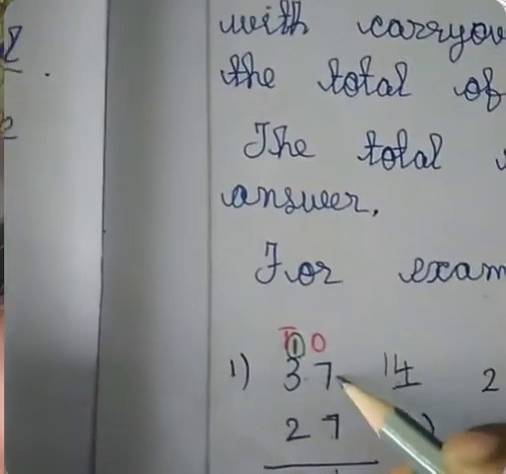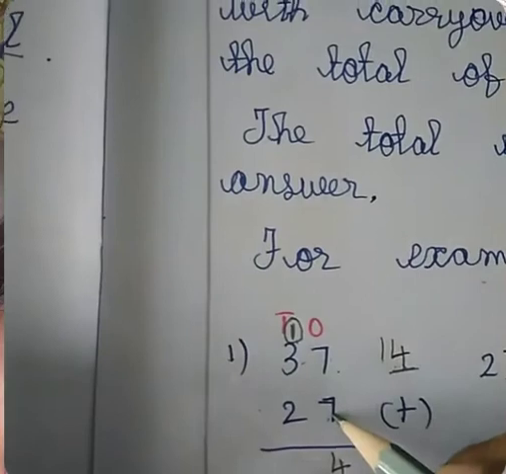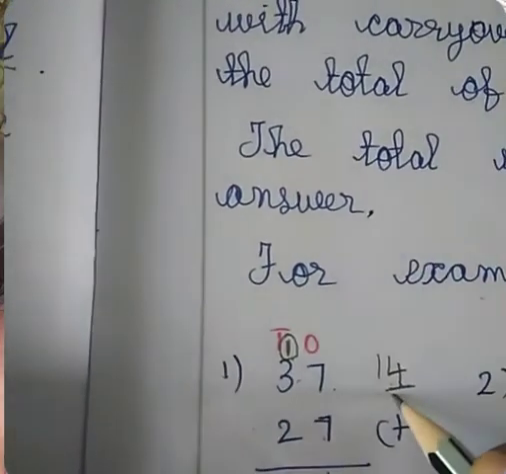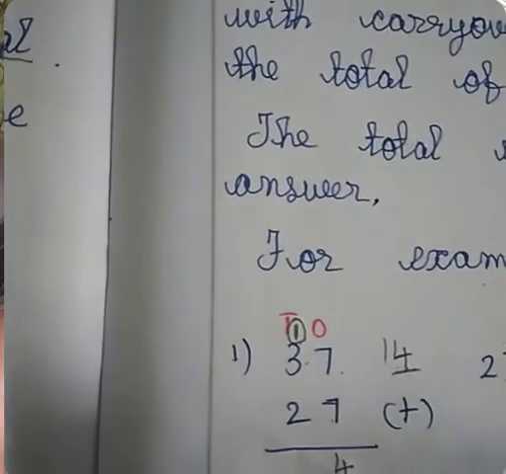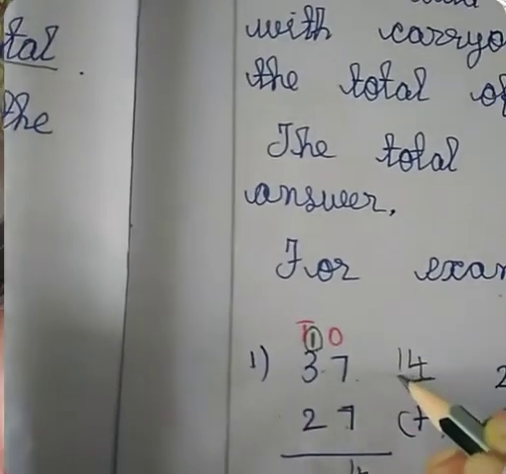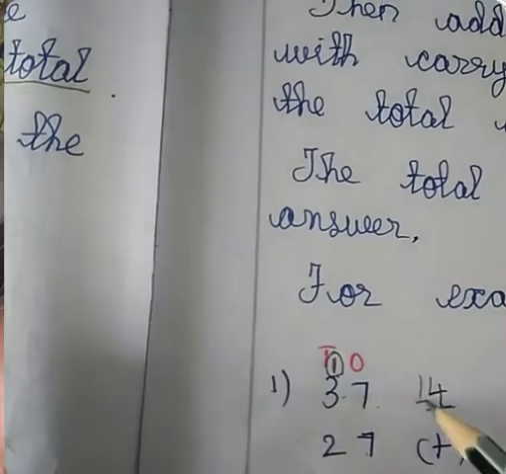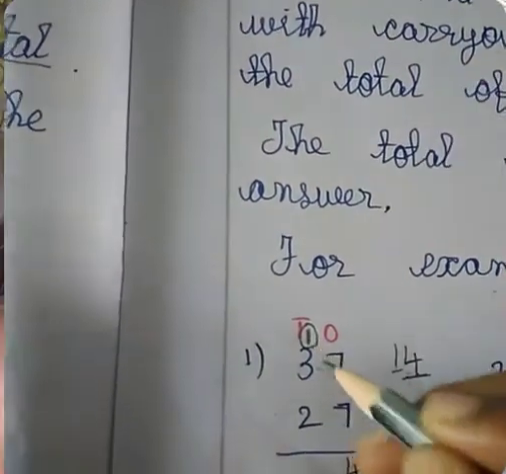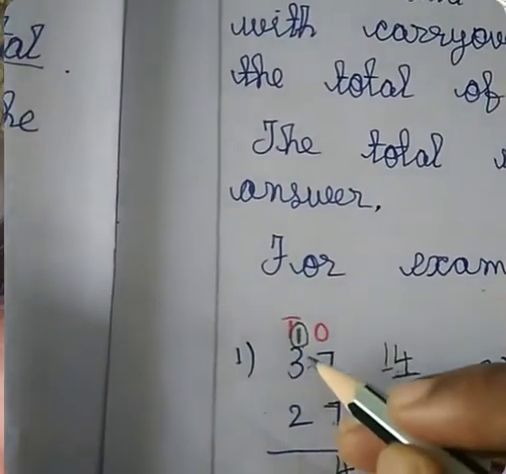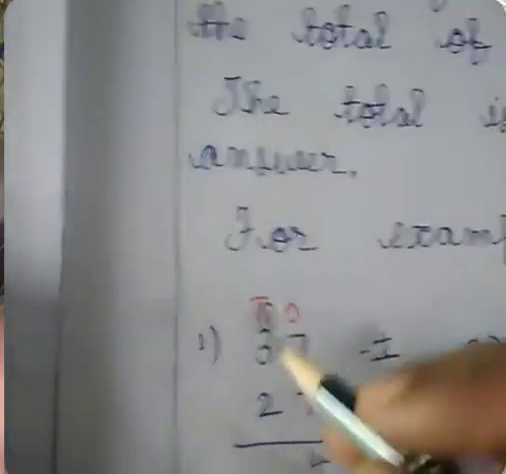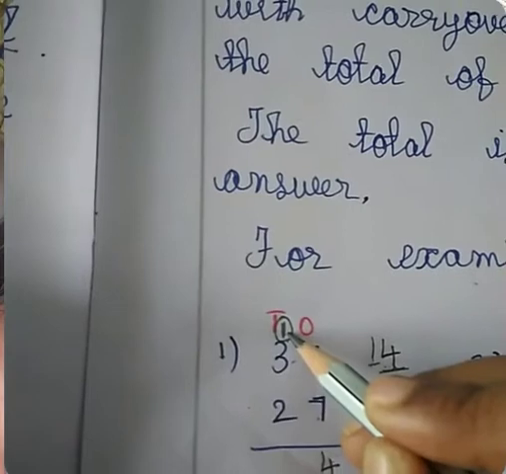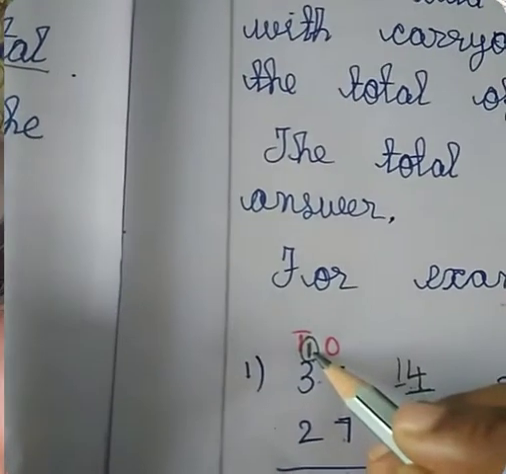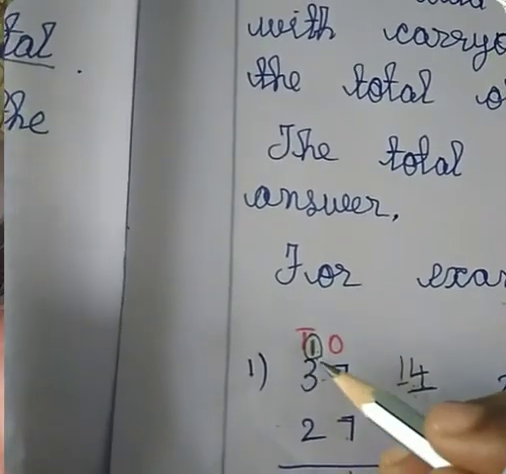First you add these two numbers, 7 plus 7, and we get the answer 14. The answer is 2 digits, so you put the ones place in the ones place answer and keep the tens place answer in the upside of the tens place term. Then you are going to add these three numbers. If you carry over some number, you have to add the number with the total.